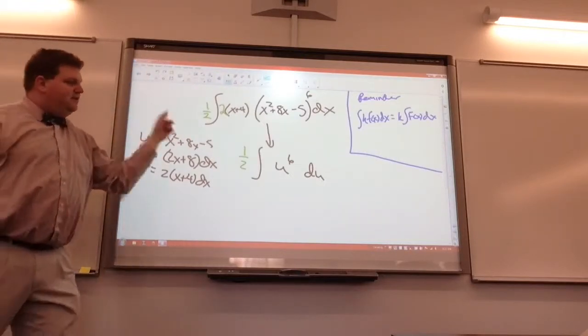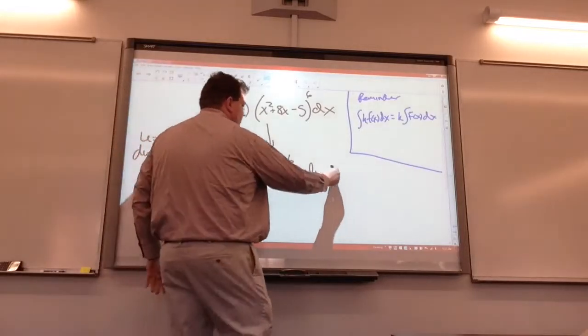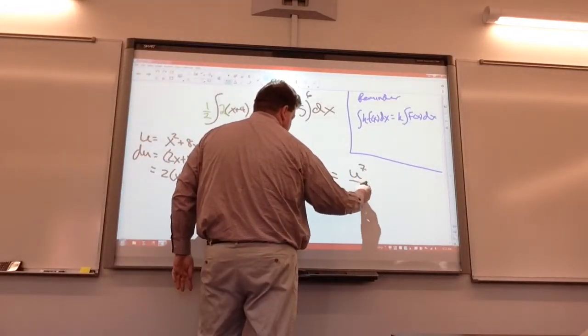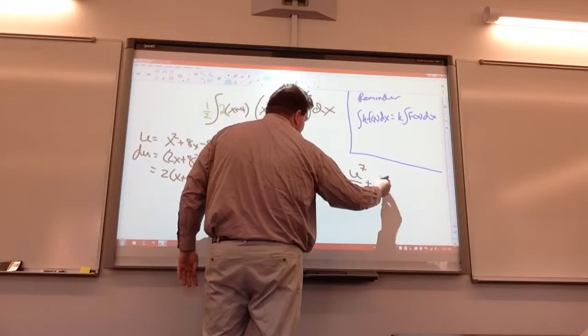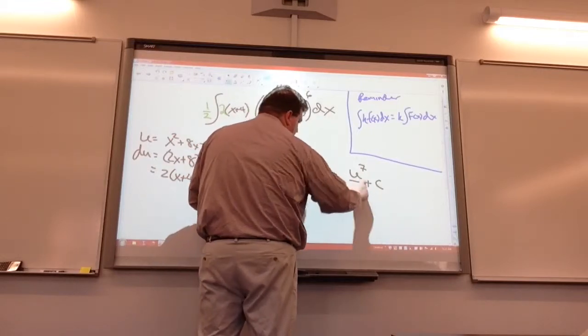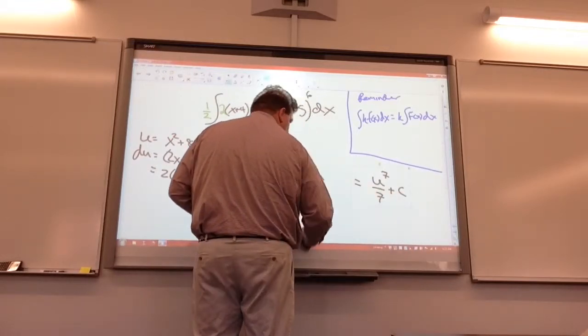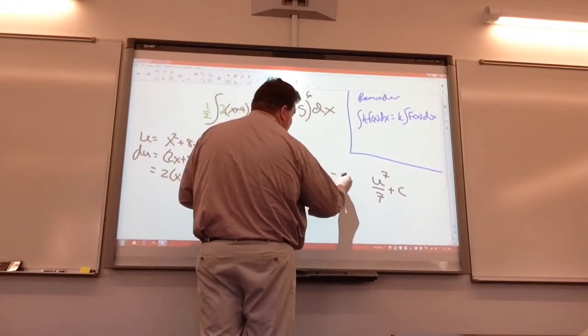What's this thing's antiderivative going to be? U to the 7 over 7 plus c. The only thing we need to add is to put the 1/2 out in front.